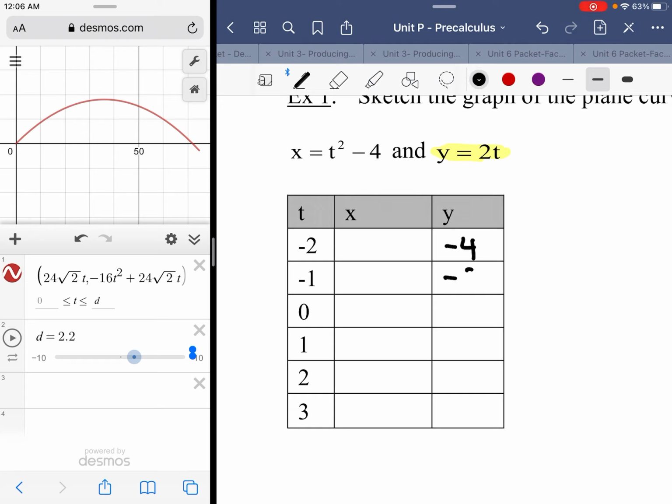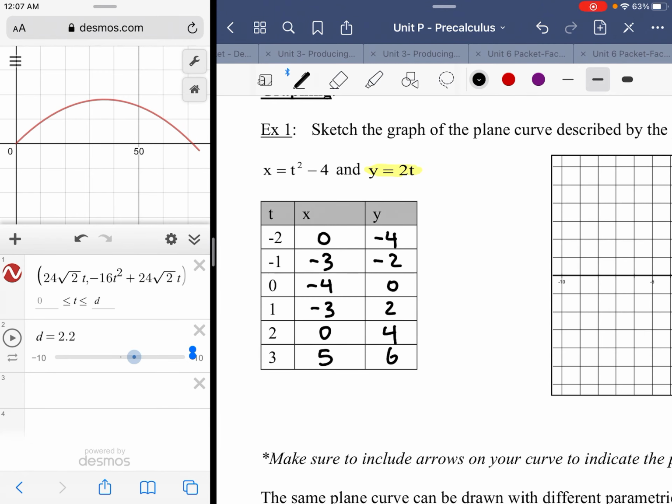It's just taking whatever the t value is and doubling it. So negative 4, negative 2, 0, 2, 4, and 6. That was pretty satisfying. Then t squared minus 4. 4 minus 4 is 0. 1 minus 4, negative 3. 0 minus 4, negative 4. Negative 3, back to a 0. And then a 5. 9 minus 4 is 5.